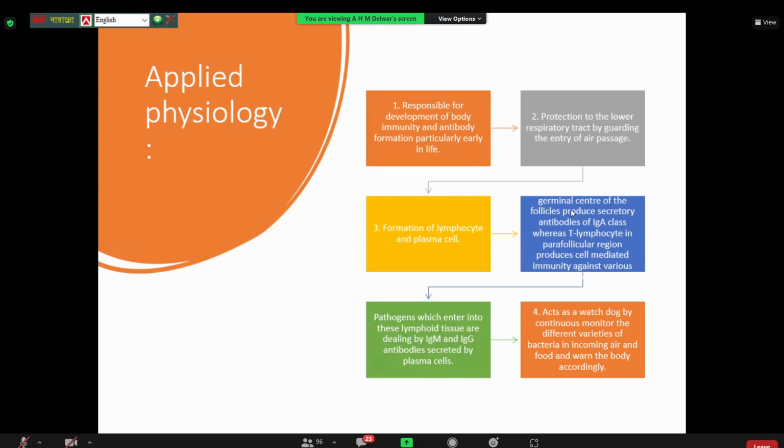Just know that it is the formation of lymphocytes and plasma cells. It is a complete answer, but a description is not needed. If teachers ask what antibody classes are produced: IgA, IgM, IgG. That's enough. And it acts as a watchdog, by continuously monitoring the different varieties of bacteria in incoming air and food and responding in the body accordingly.